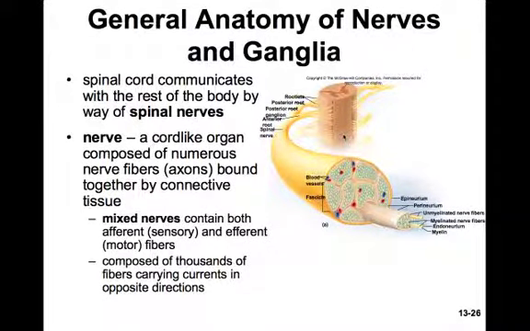Now let's take a look at the spinal nerves. The spinal cord communicates with the rest of the body by way of these spinal nerves. A nerve is a cord-like organ. It's composed of numerous nerve fibers, so many axons that are bound together by connective tissue. Most nerves are mixed nerves. They contain both afferent or sensory information as well as efferent motor information.